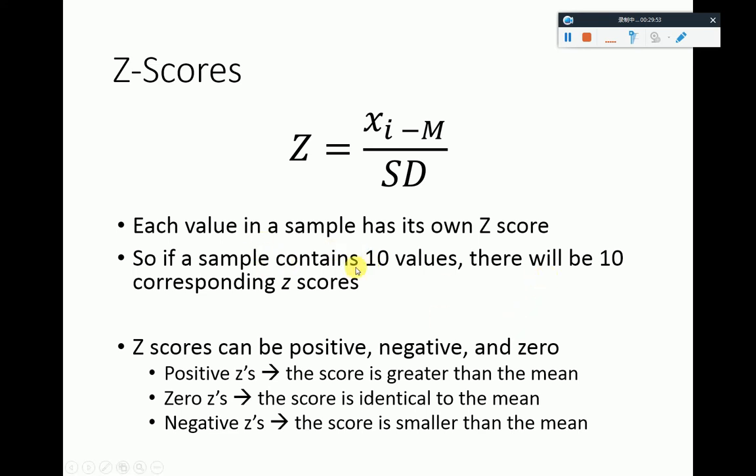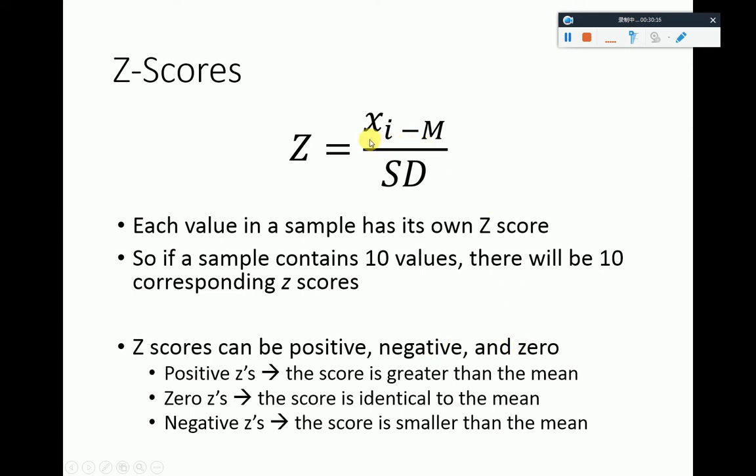So that means if we have 10 values in the sample, there will be 10 corresponding z-scores, each one for a value. Or if 100 values, then there will be 100 z-scores. Again, one z-score for each value. And z-scores can be positive, negative, or zero.